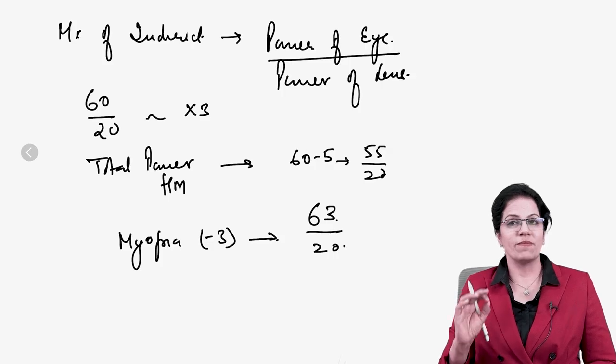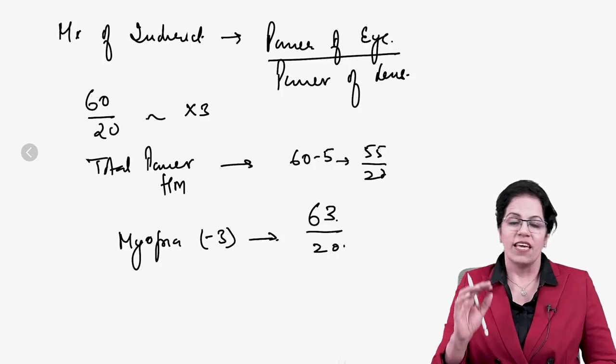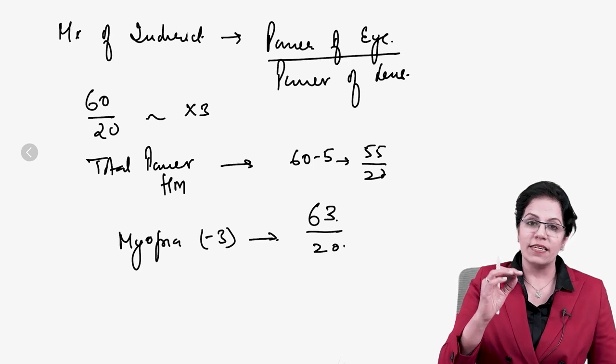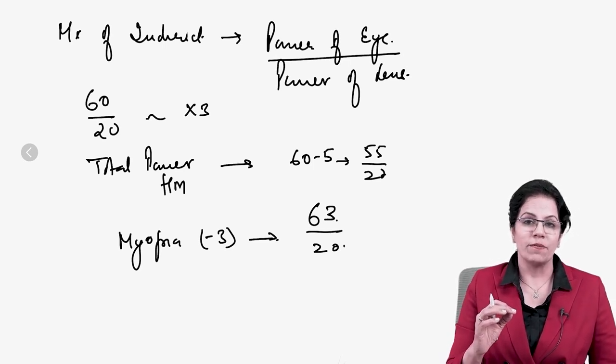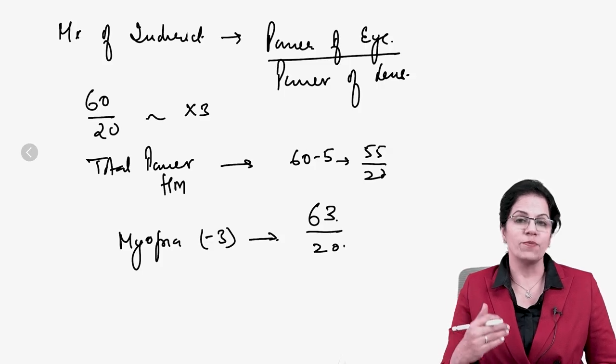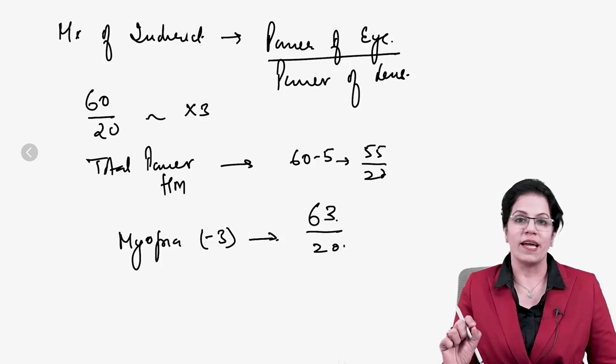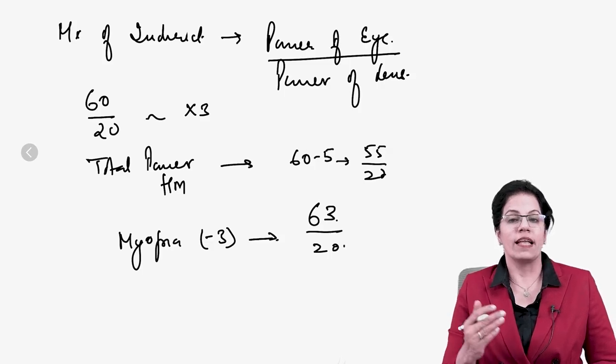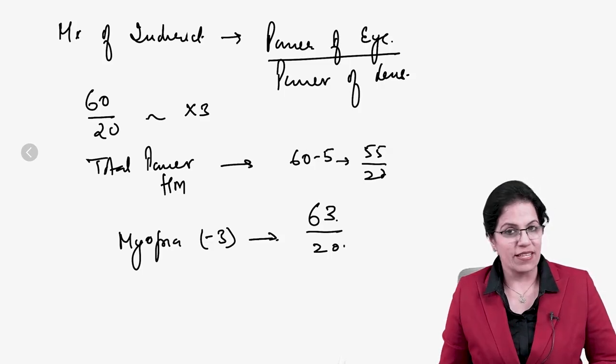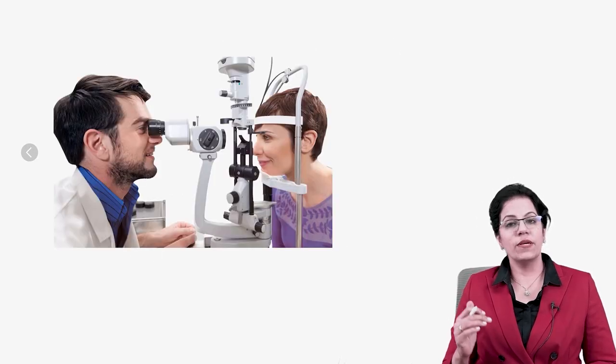So just keep this in mind. This concept should be very, very clear. If I am talking about myopia, I have to add the power to the emmetropic power because myopia is more than required. It is more power. Though we indicate it with minus, it is more power, isn't it? And hypermetropia is less power. So that was about indirect. And how do we calculate?